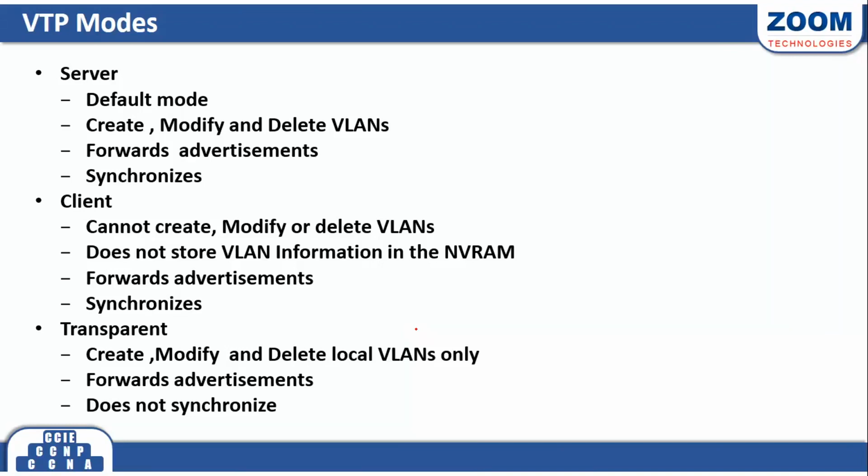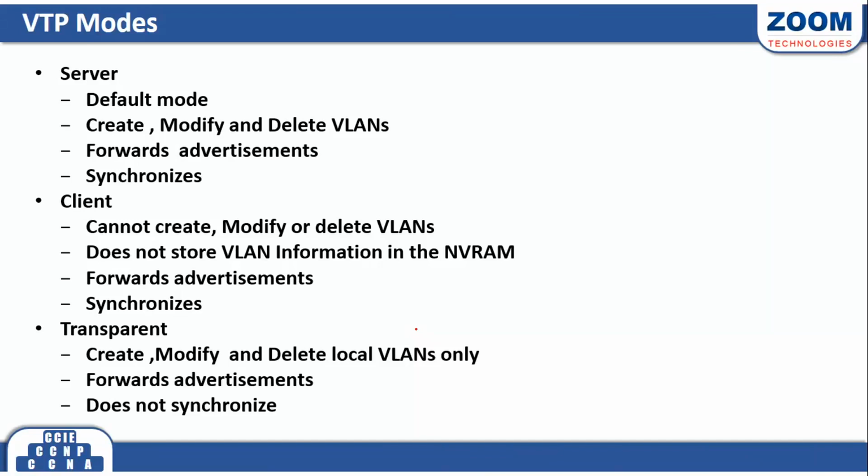So one switch is a client, one switch is transparent. Say I have 10 switches. In 10 switches, one is the server and the remaining 9 are clients. Can I add the 10th switch as a transparent? Yes, of course. So out of a total of 10 switches, one is a server, remaining 9. Out of 9, one is a transparent, 8 clients.